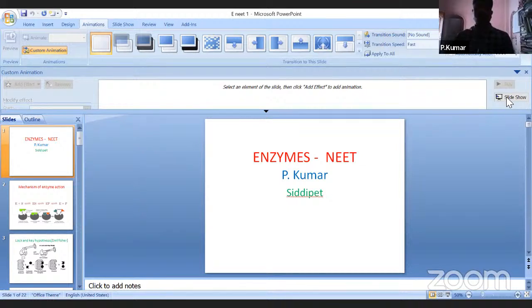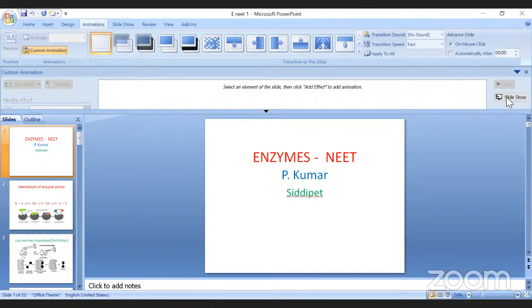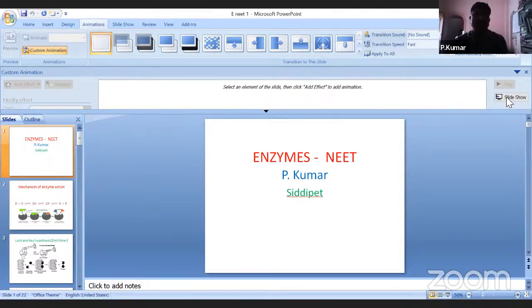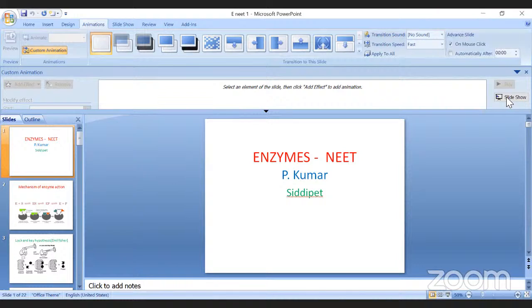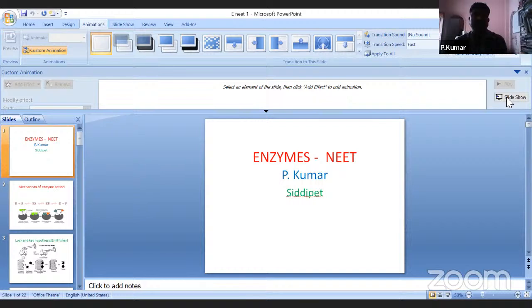Today we are discussing about the enzymes remaining chapter. So that is the mechanism of enzyme action that all of you discuss here. So, mechanism of enzyme action. All of you are observing. Here E means enzyme and S means substrate, and here you are observing E, enzyme, and S.